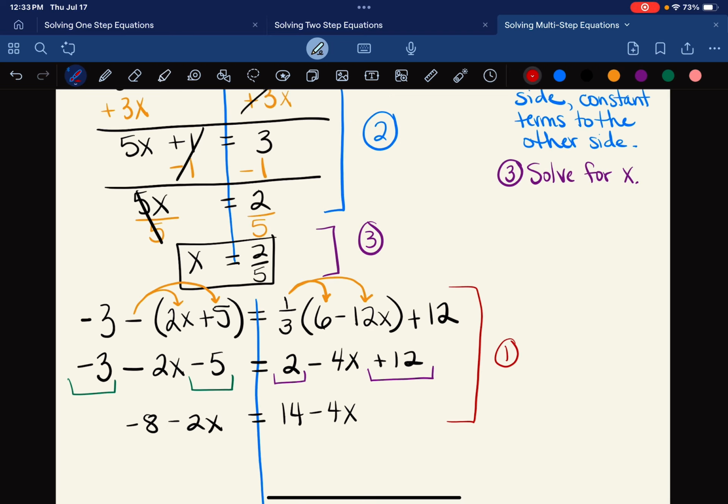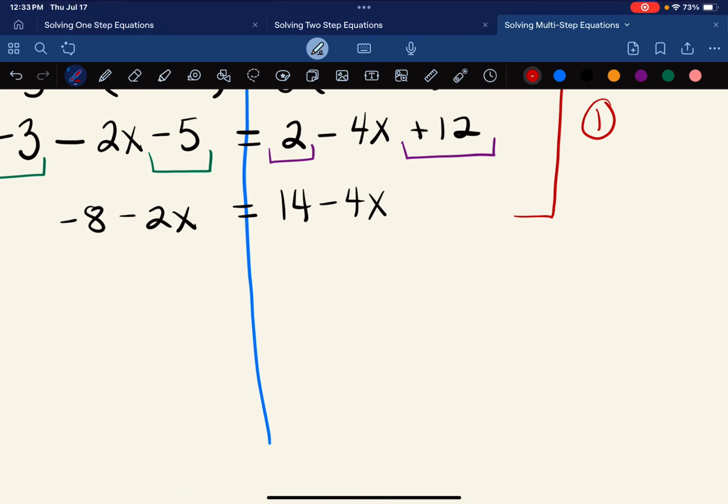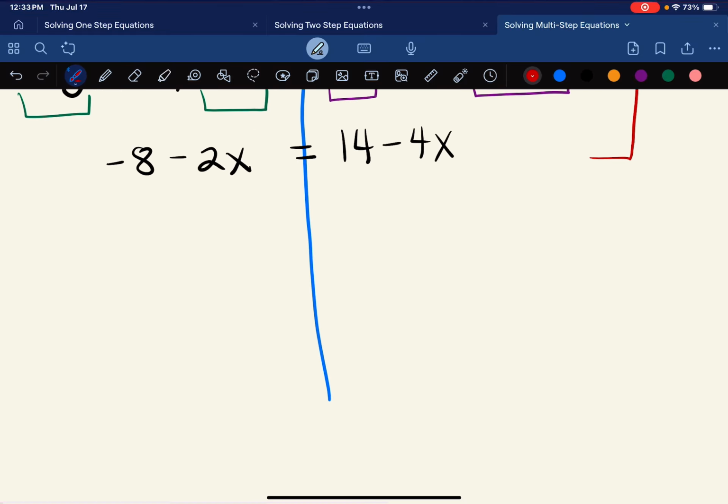What was step 2? Step 2 is just move all of our variable terms to one side and our constant terms to the other side. So let's do that. So I have negative 8 minus 2x equals 14 minus 4x. So I am going to add 4x to both sides of my equation. And I want to make sure that I line up my like terms.